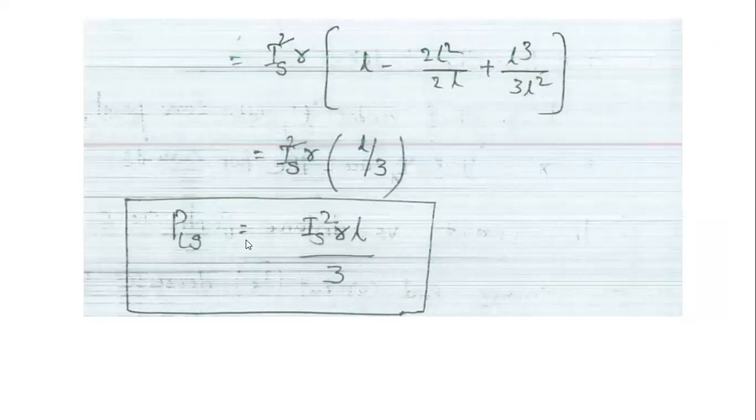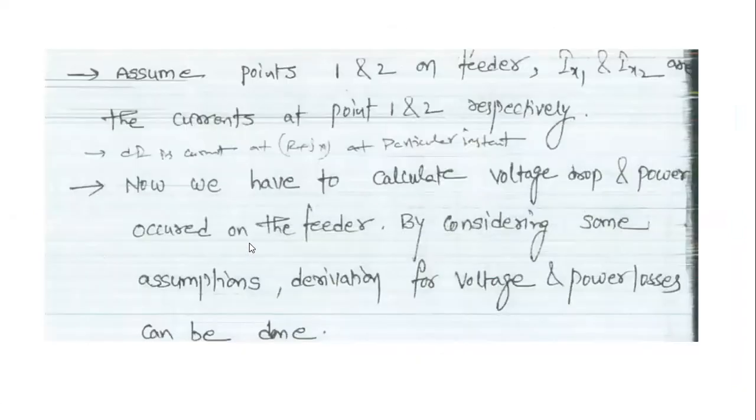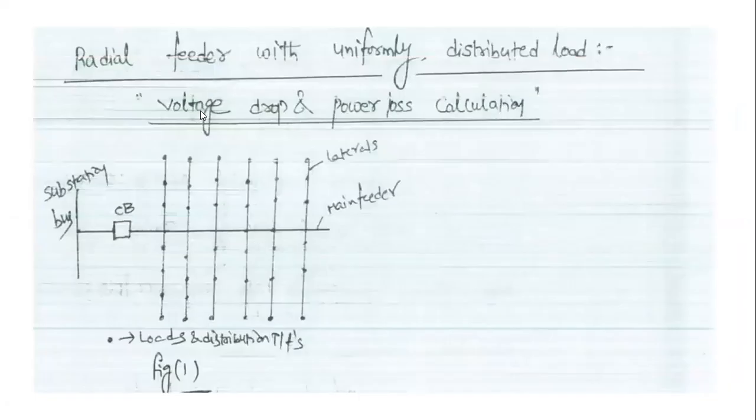Okay, these are the total power losses and the voltage drop for the radial feeder with uniformly distributed loads. In the next class, we will discuss radial feeders with non-uniformly distributed loads. When the loads are non-uniformly distributed, how are the voltage drop and power losses calculated? That will be covered in the next class. Okay, thank you.